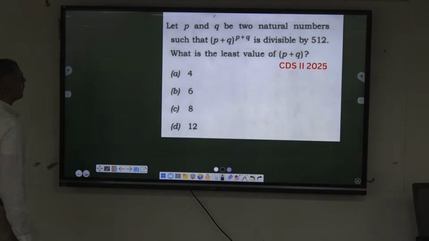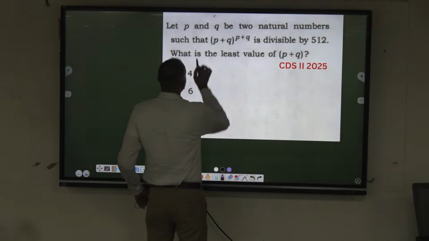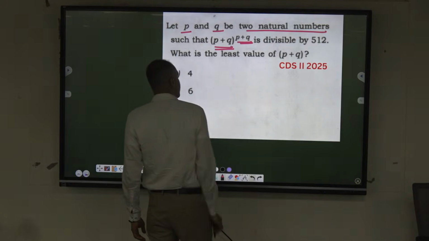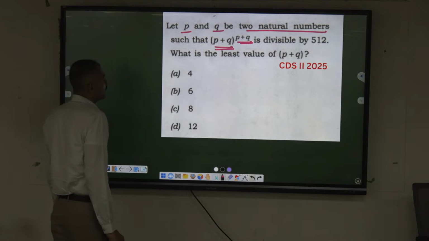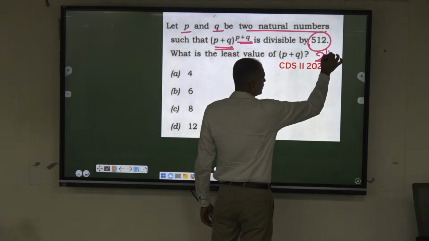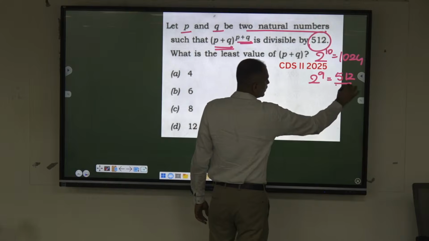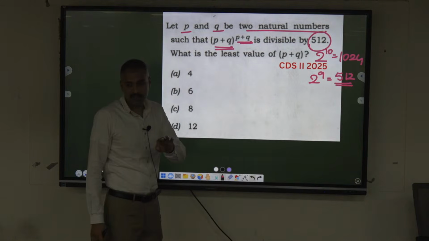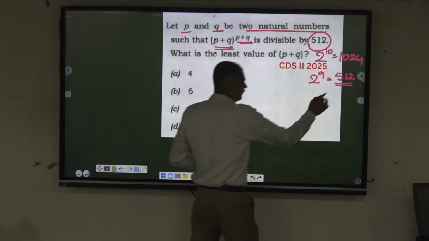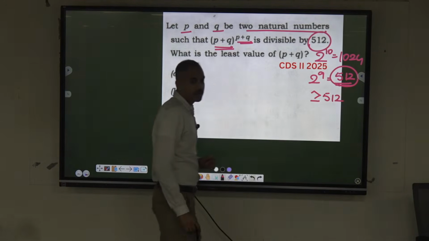Next case, let P and Q be 2 natural numbers such that P to the power of P plus Q is divisible by what? 512. You know what is 512, right? 2 power 10 is how much? 1024. 2 power 9 is 512. See, for a number to be divisible by 512, it has to be greater than or equal to 512, isn't it? Okay.